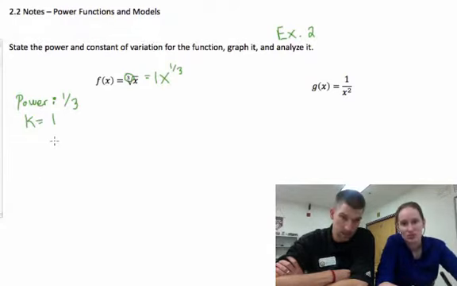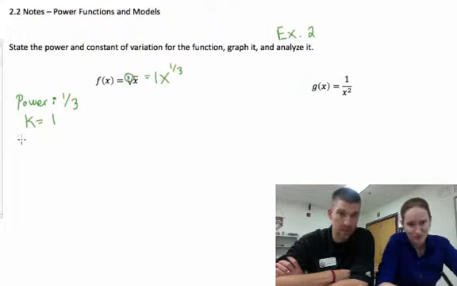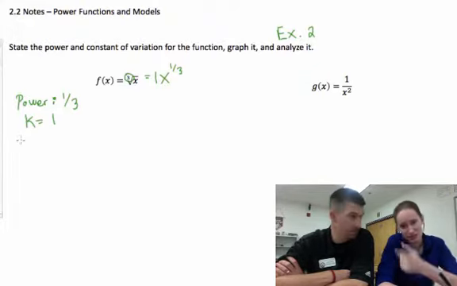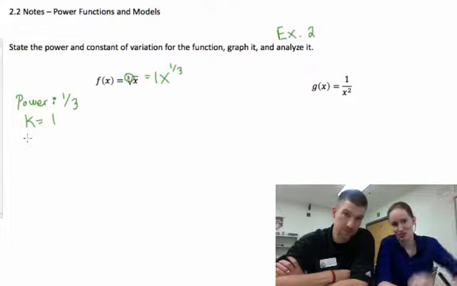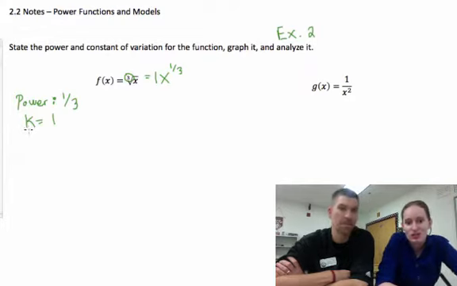So just throw this into your calculator. Yep, and take a peek. And hey, it's on the screen. Yeah, right there. Okay, so let's analyze it.